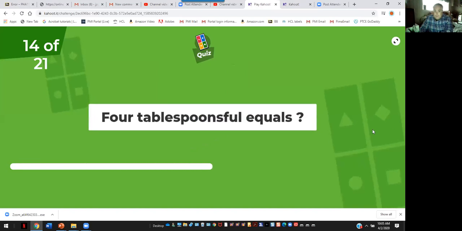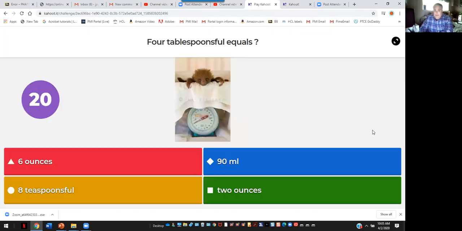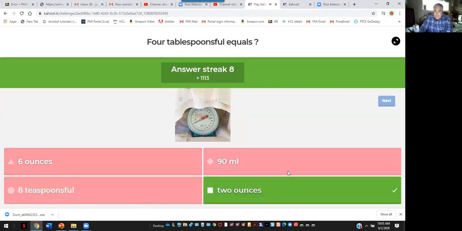Four tablespoons full equal... Look. So a tablespoon is 15 milliliters. 4 times 15 is 60 milliliters. That's not an option. But I see 2 ounces. That's the same thing as 60 milliliters. So there we go.